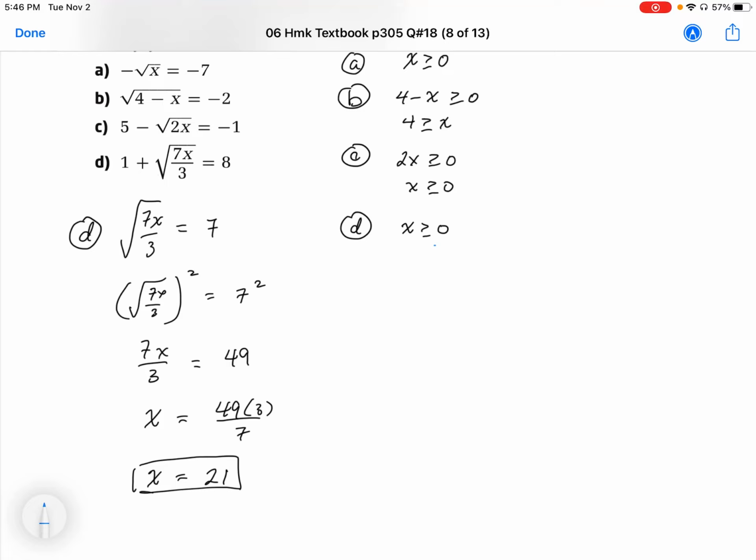So my extraneous solutions I'm going to check by plugging in. So I'll put this as my check. I'm going to plug into 1 plus square root of 7 times 21 all over 3, and that's going to be equal to 8. 1 plus 7 times 21, okay, divided by 3, that's going to end up being 49. This works. 1 plus square root of 49 is 7... 8. That all works, so this solution is a valid solution.